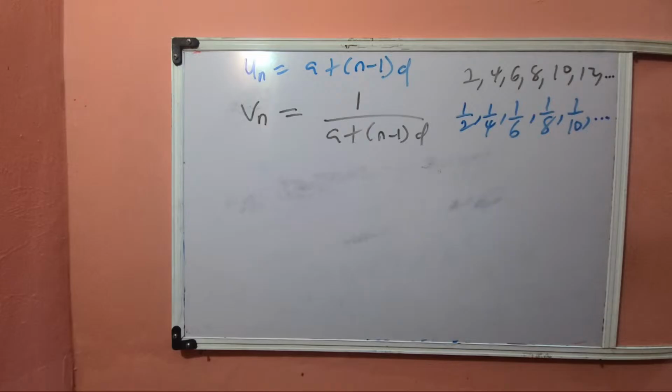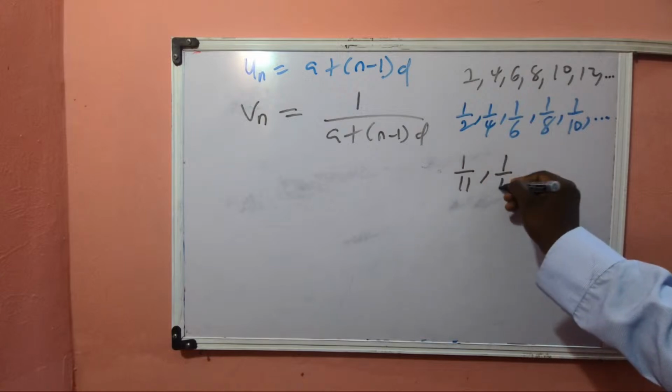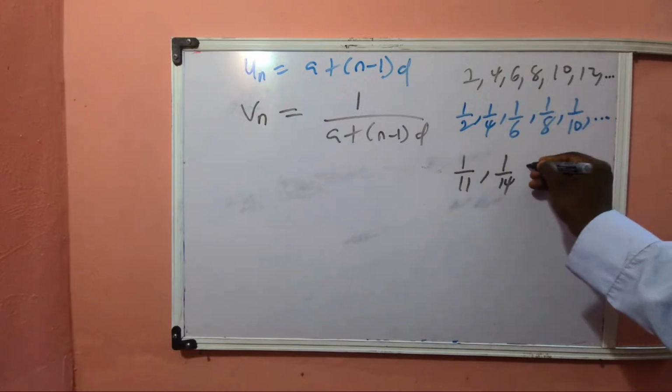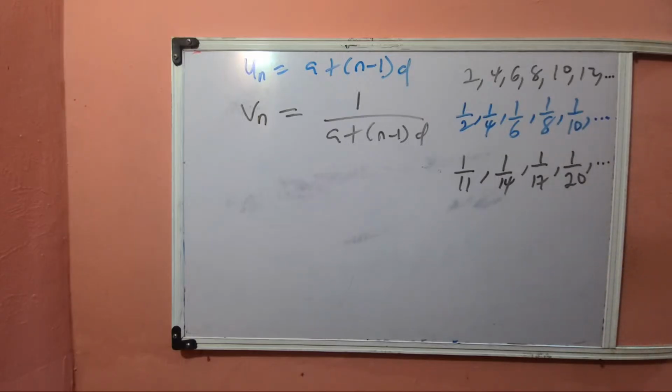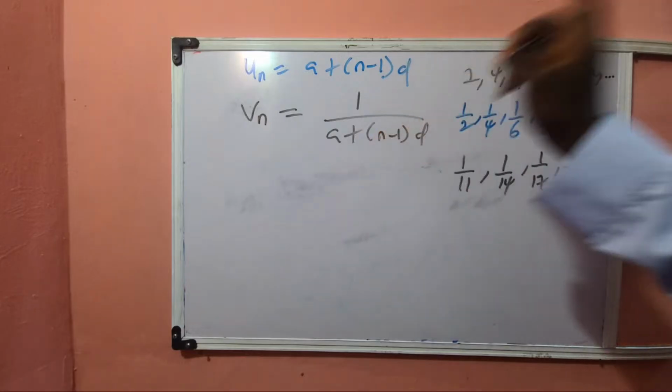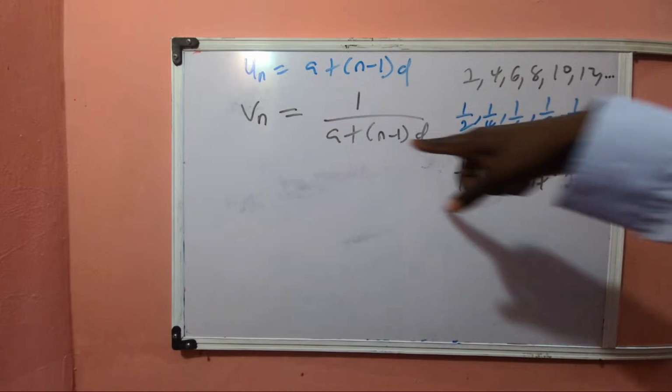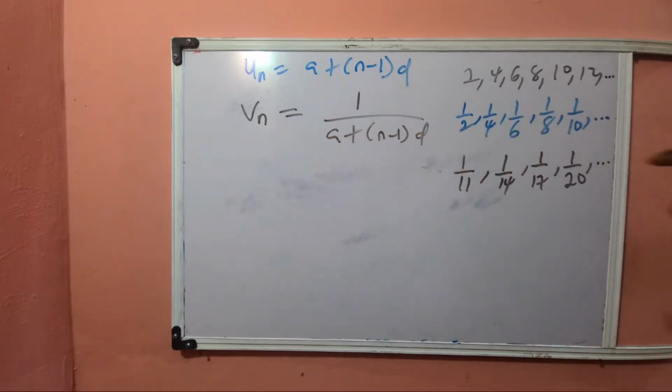So let's see some few examples. Imagine you have this question: 1 over 11, 1 over 14, then 1 over 17, then 1 over 20, and on and on. The question asks you to identify if this is a harmonic sequence or not. Let me quickly warn you that the fact that it has 1 over doesn't mean it's a harmonic sequence. Please take note of that. A harmonic sequence doesn't literally mean that you have to have 1 over something. It has to be 1 over a number, and it also has to be an arithmetic progression on the denominator.